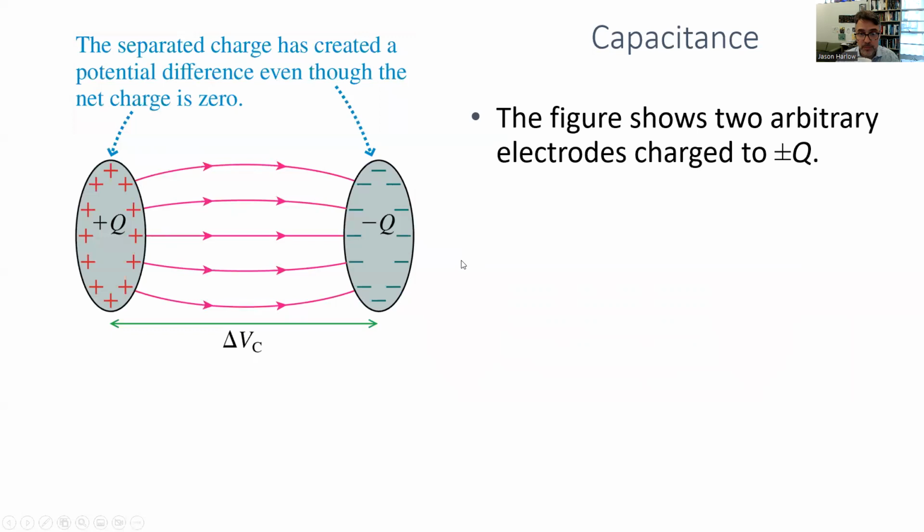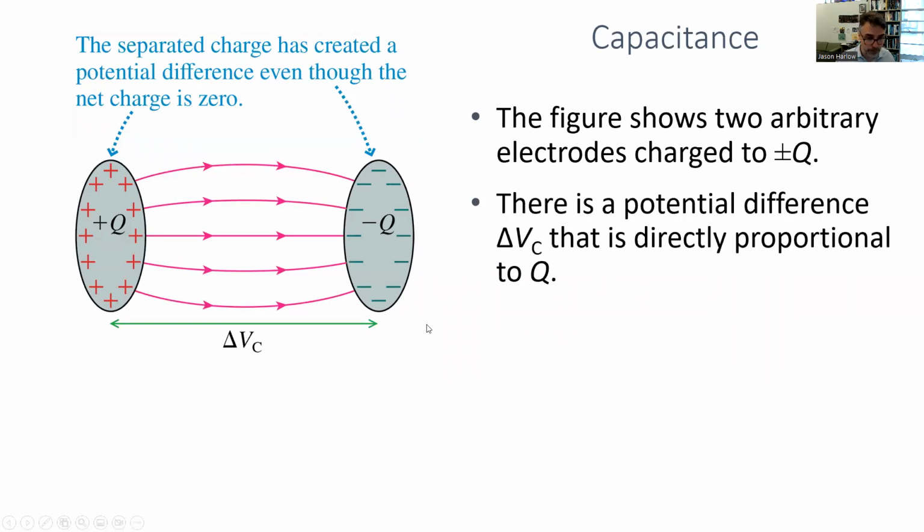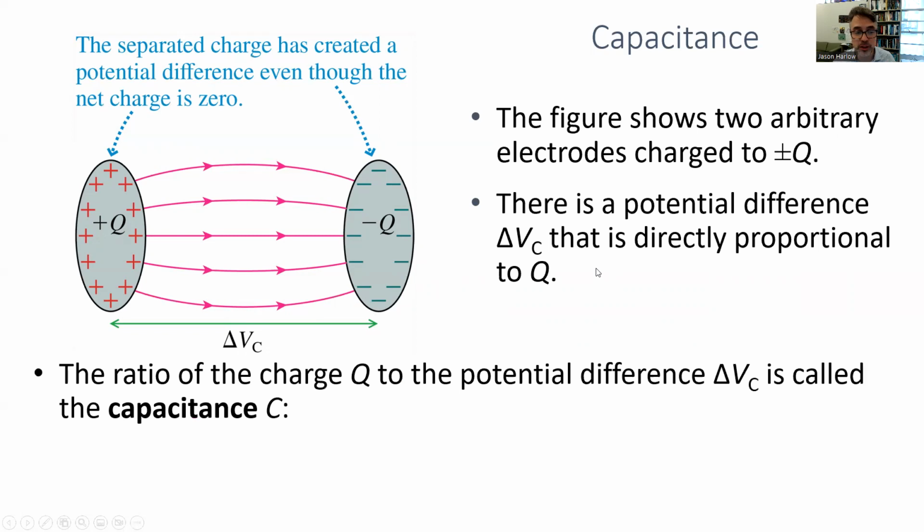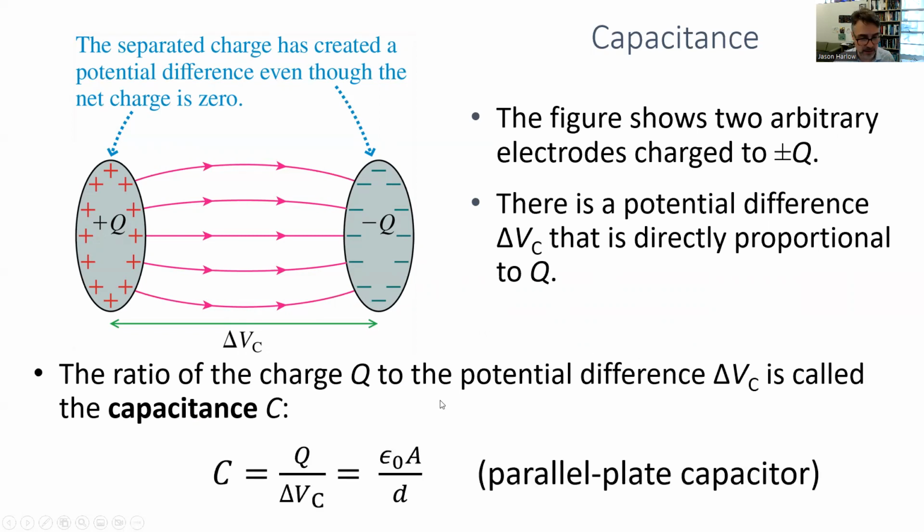So the figure shows two arbitrary electrodes charged to plus and minus Q. And there's a potential difference, delta V, which we're going to call delta V_C, which is directly proportional to Q. The ratio of the charge Q to the potential difference, delta V_C, is called the capacitance. C is defined as Q over delta V.